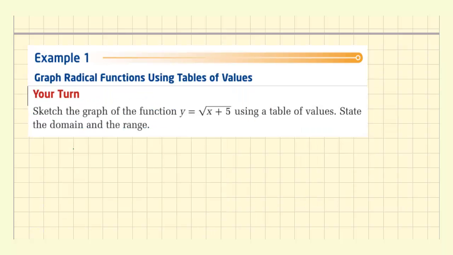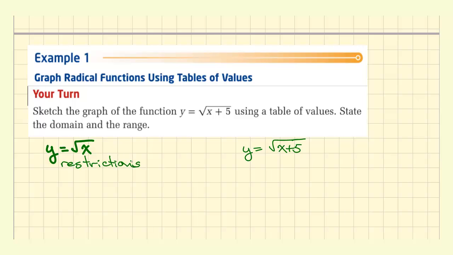Example 1 I've taken from your textbook, and it's the Your Turn section. So we're going to look at how we can graph a radical function using a table of values. Let's start with y equals the square root of x, and then we'll move on to y equals the square root of x plus 5. First, we need to identify the restrictions that are on y equals the square root of x.